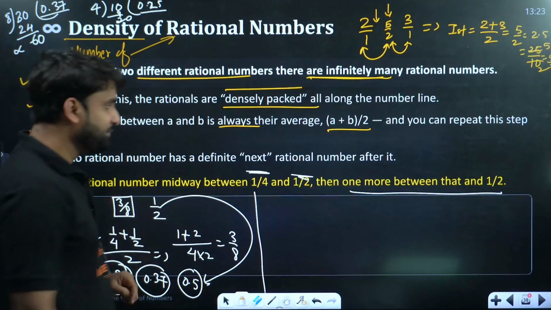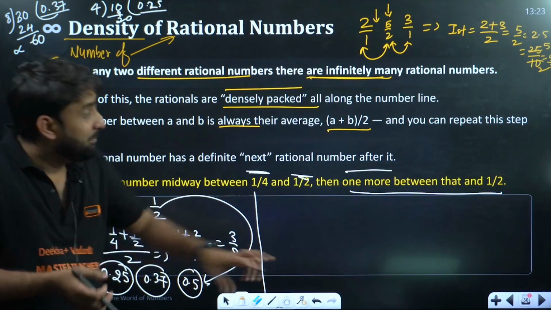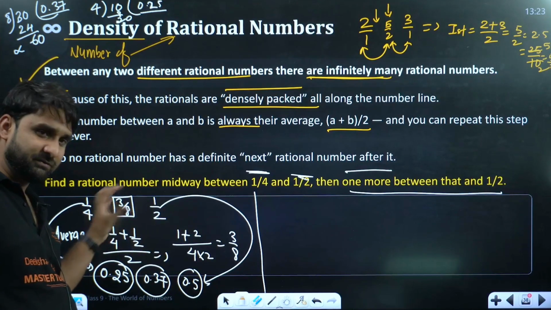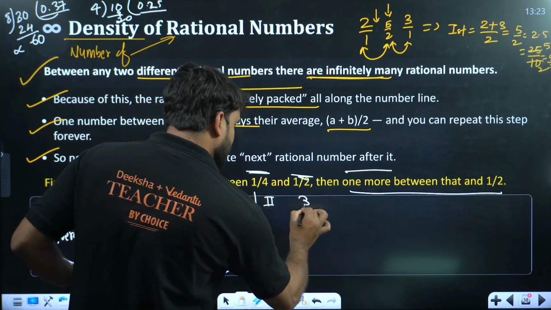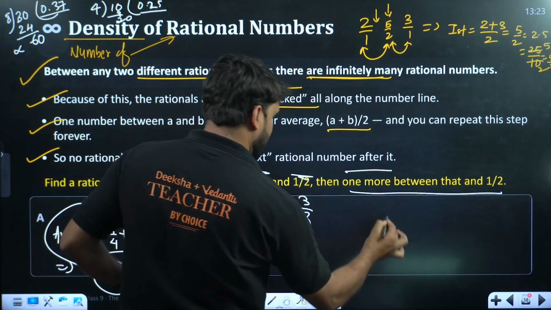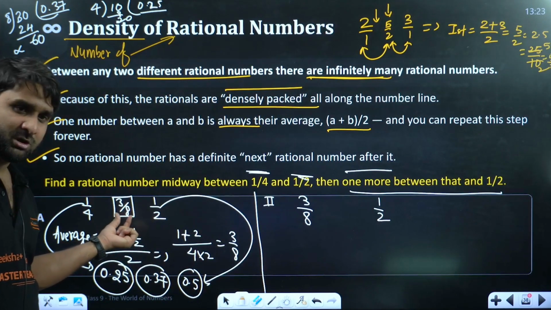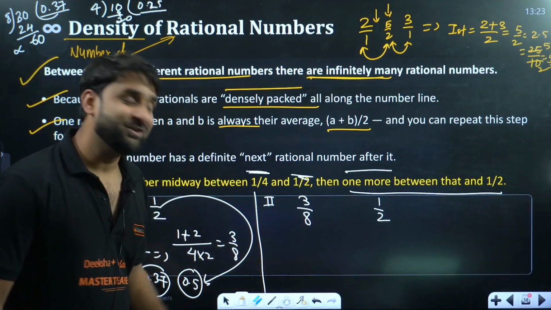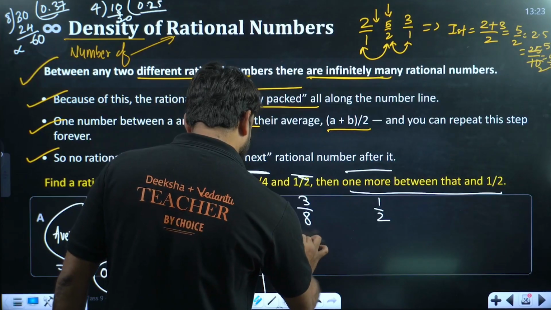Now moving ahead. In this question, we have to find one more rational number between the new rational number that we got in the first part of this question. So the second part is 3 by 8 and 1 by 2. We have to find one more rational number between 3 by 8 and 1 by 2. So what do we need to do? Again, the average. To find the rational number, we can calculate the average value.